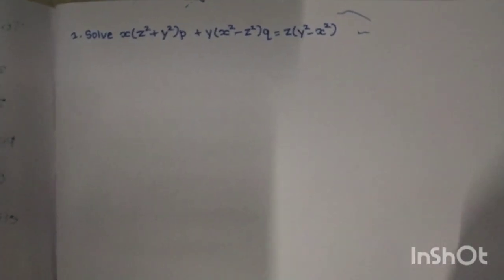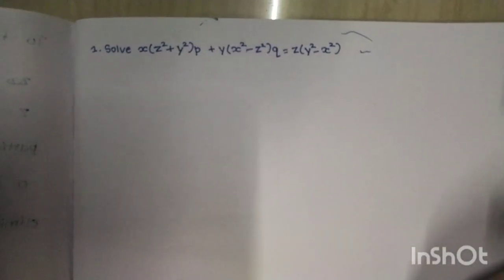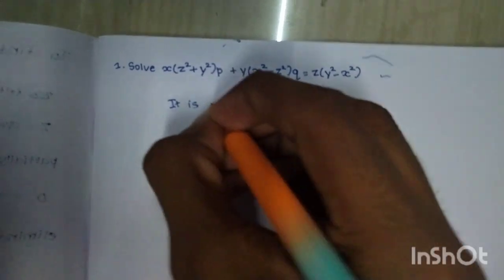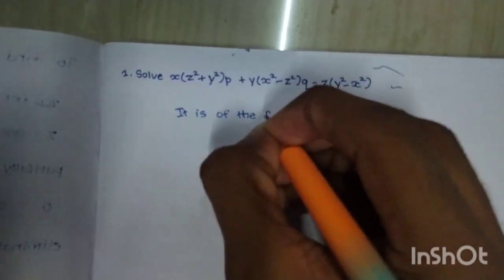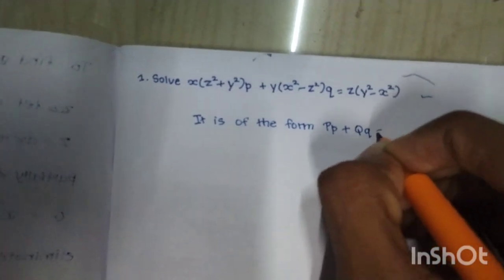In this video, we are going to learn how to solve the Lagrange's equation using method of multipliers. First, we have to know that it is of which form. So, this equation is of the form capital P small p plus capital Q small q equal to R.